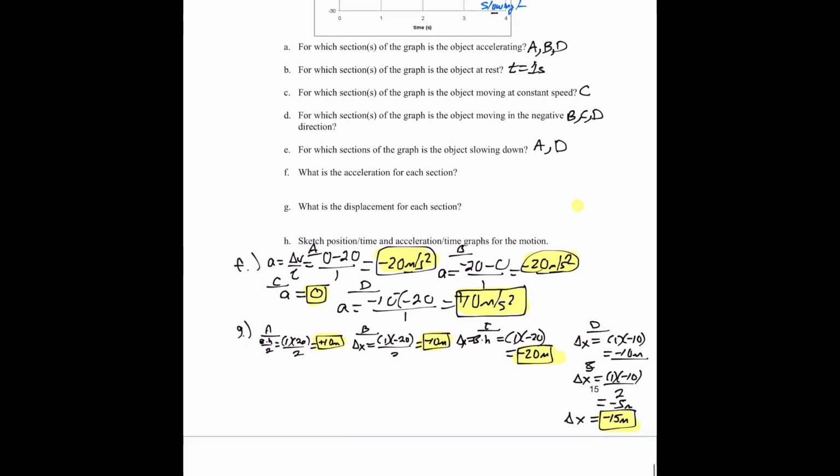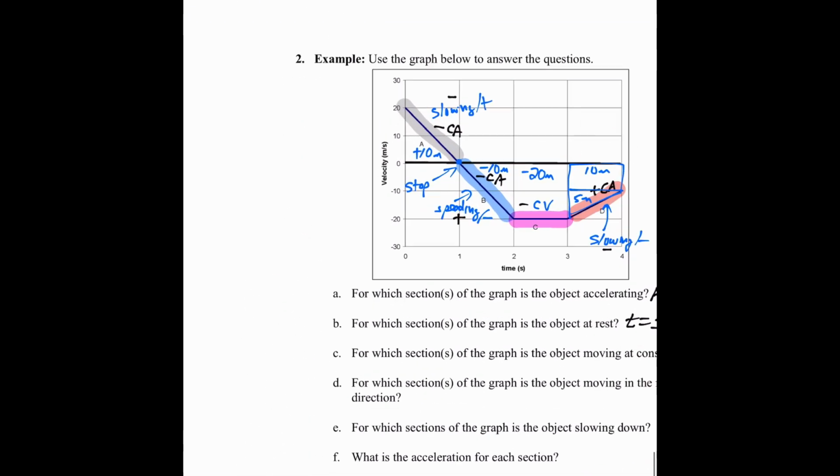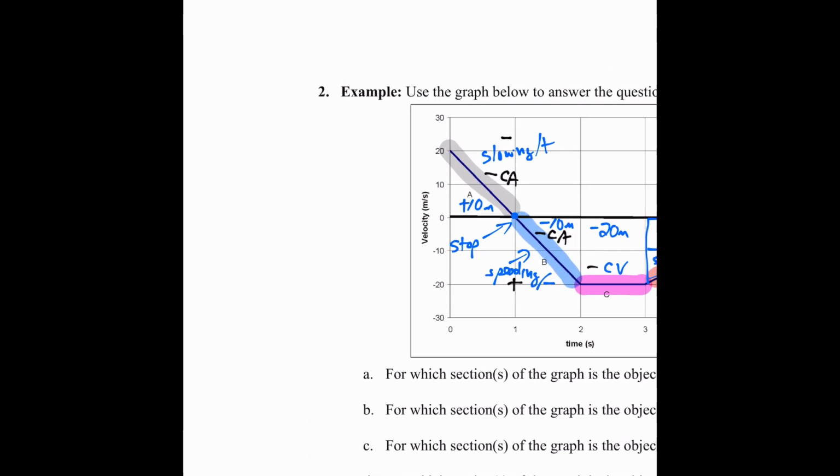Okay, the last thing we need to do is sketch a position time graph and acceleration time graph for this motion. All right, here we go. Now, what I'm going to do is sketch the position time graph to the left here where we have room, okay? And I'm going to make it like this. So draw a sideways T, just like this.